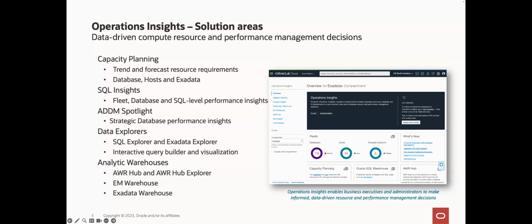Lastly, in terms of analytic warehouses, OCI allows a variety of data to come into Operations Insights. You can have AWR data, and you can create a hub out of it called the AWR Hub. You can ingest all the Enterprise Manager data into Operations Insights, thereby creating a warehouse of Enterprise Manager, which is called the EM Warehouse. You can also ingest a variety of data pertaining to Exadata infrastructure, host metrics, storage metrics, and DB layer metrics, so that you can build a warehouse for your Exadata from an analytics and operations point of view.